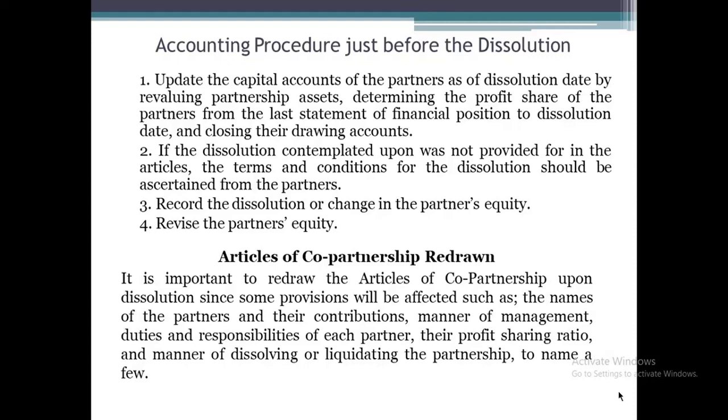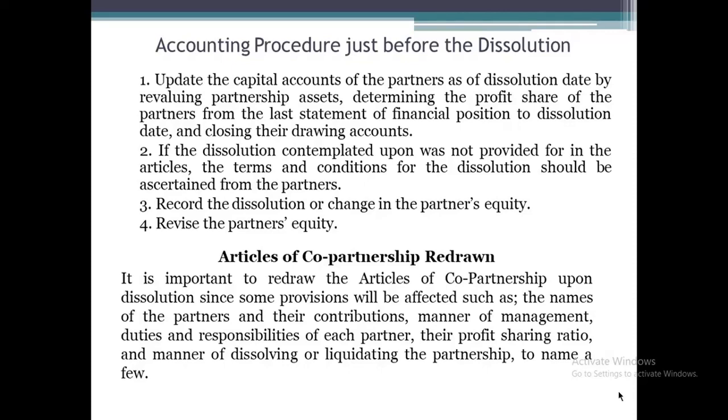Ayan, so, kailangan nilang i-revise ni partner A tsaka ni partner B yung hatian nila sa profit or loss. Like for example, sabi nila 50-50 na lang tayo or 50% sa'yo, 50% sa akin, sabi ni partner A. Ayan, so, re-revise na din nila yung articles of co-partnership nila.